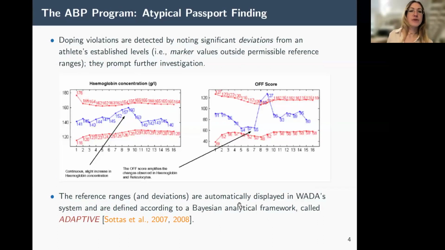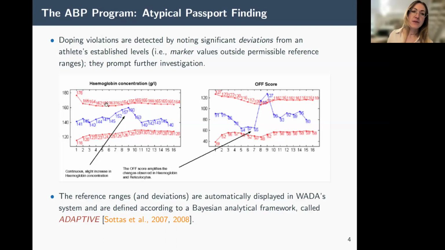So, for example, as you can see here, we have the individual profile of the two biomarkers. And as you can see that for each of those, you have some individual ranges. And as new samples are observed, these individual ranges may change. And when a value falls outside this individual range, it may suggest a doping violation. And those observing such values will prompt further investigations.